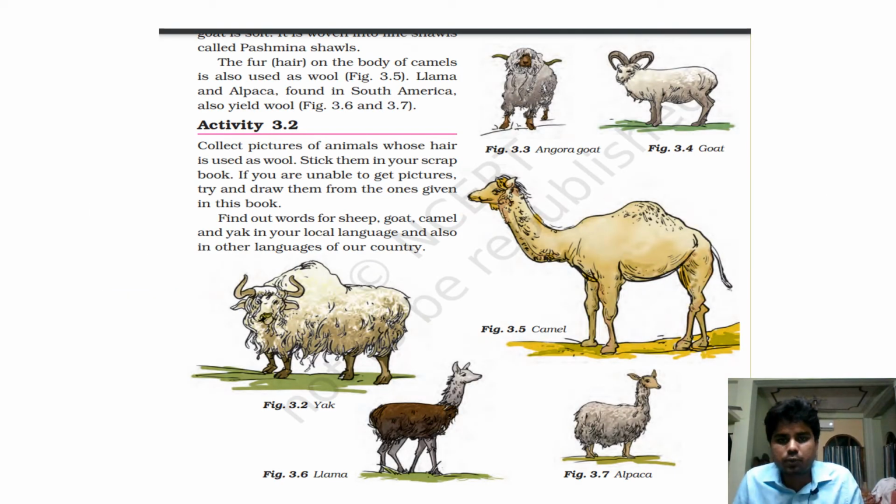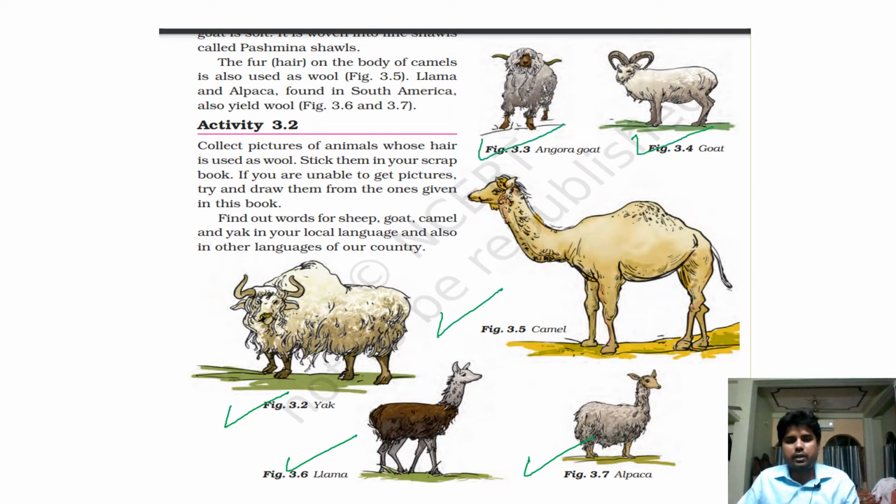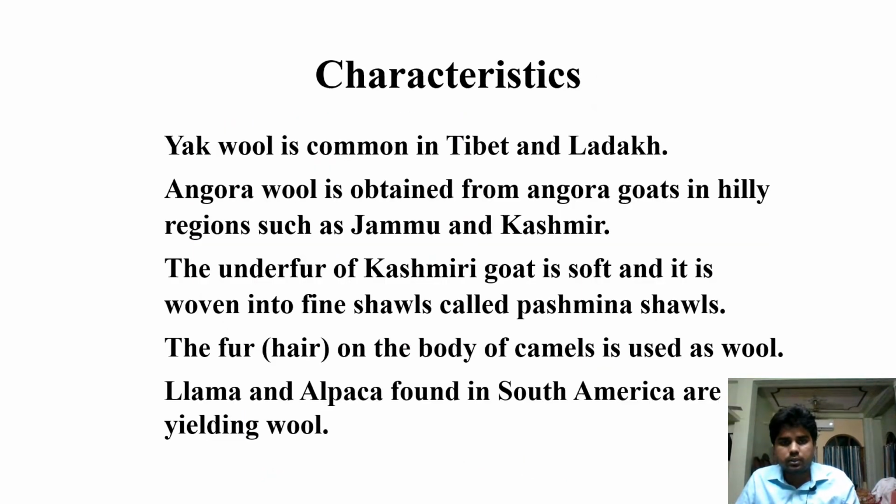Here I have taken the picture from NCERT. You can see the different types of animals present here: yak, llama, alpaca, camel, then angora goat, then simple goat. Now we will look at the regions these animals belong to. See, yak wool is common in Tibet and Ladakh.